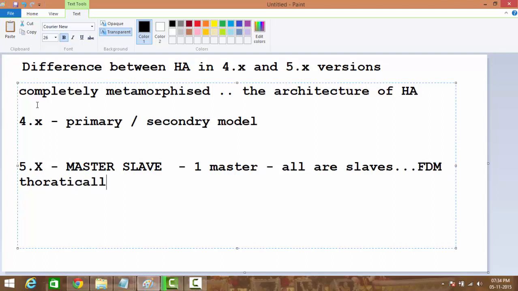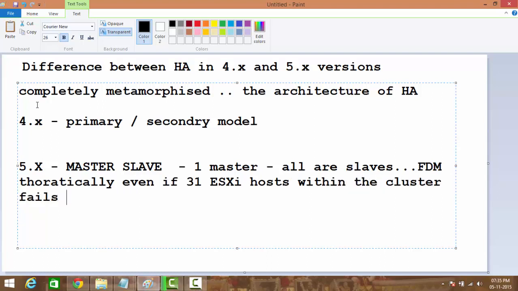So theoretically, even if 31 ESXi hosts within the cluster fail, I can still run the show, right?